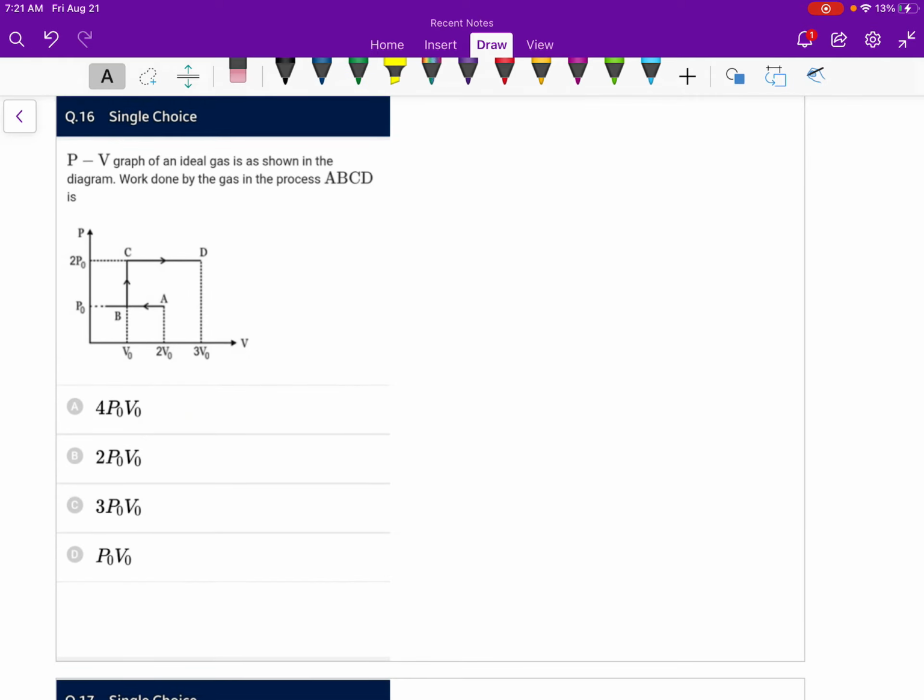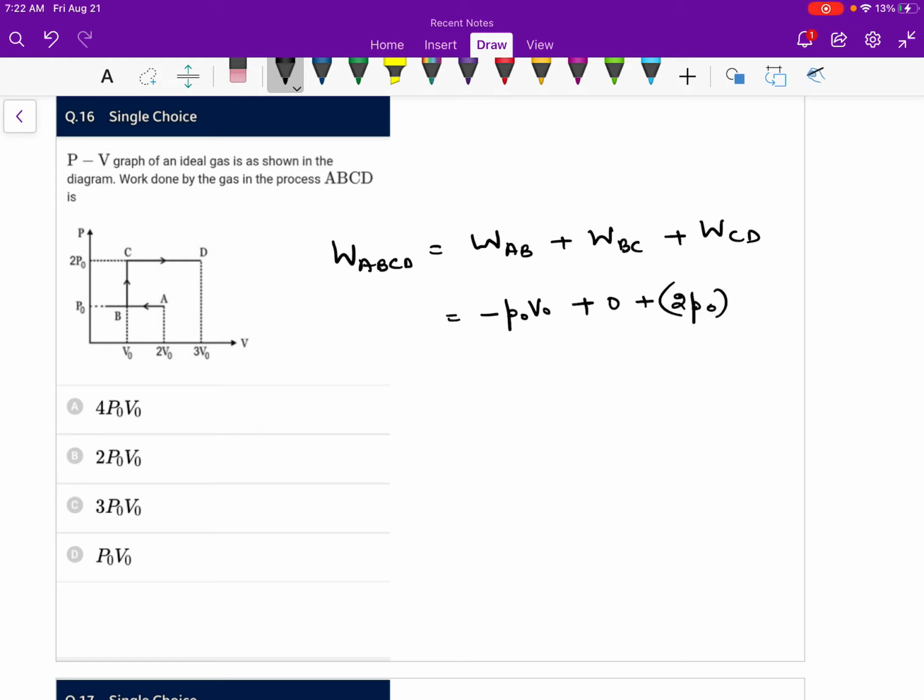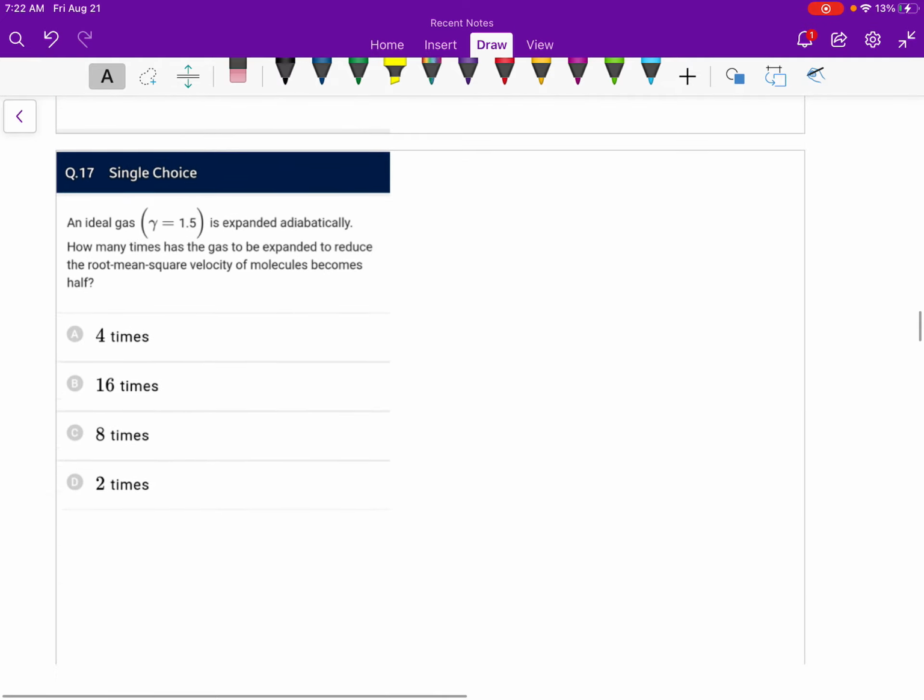The work done by the gas in the process ABCD. So W ABCD is W from A to B plus W from B to C plus W from C to D. W from A to B is minus P naught V naught. W from B to C is 0, and W from C to D is 2 P naught into 2 V naught. So that is 3 P naught V naught. So C is the correct option.